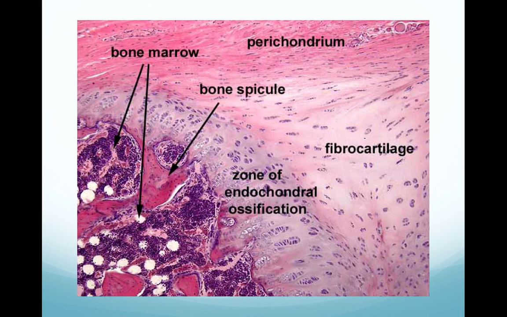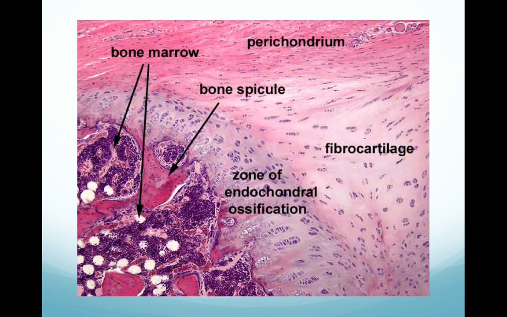Cartilage and bone are 2 more types of connective tissue. This histological slide shows both. The zone of endochondral ossification, you can kind of see that on the slide, is the area where cartilage is turning into bone. And this occurs as a child is maturing into an adult and their bones are growing. That's how your bones grow, is you make cartilage first and then that turns into bone.